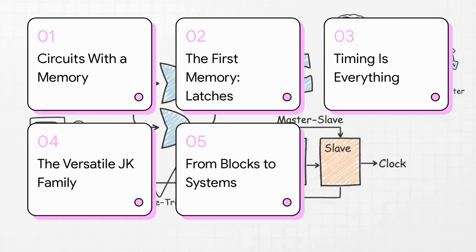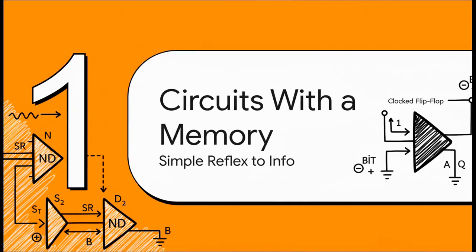So here's our game plan. We'll kick things off by figuring out what actually gives a circuit a memory. Then we'll meet its most basic form, the latch. After that, we'll add a clock to make things more precise with flip-flops. Get to know the super versatile JK family, and finally, see how all these little building blocks come together to create the systems we use every day. All right, let's dive into our first section.